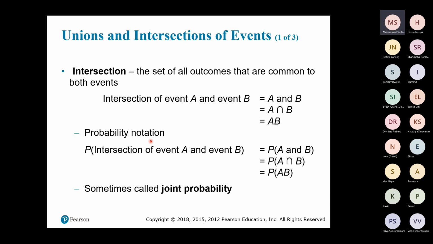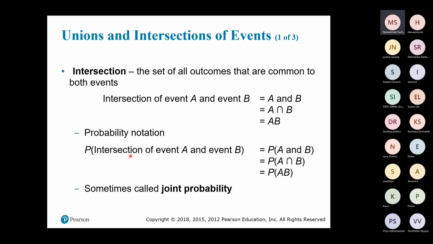Intersection is a set of all outcomes that are common to both events. So the intersection between event A and event B is what we call the intersection. Then the probability notation for the intersection of event A and event B is how we represent it. A and B means that A and B must occur together. That is the intersection.